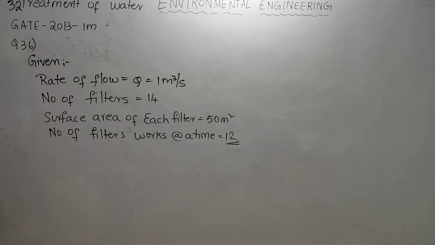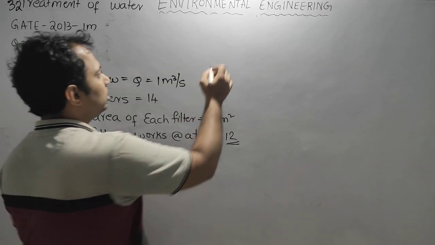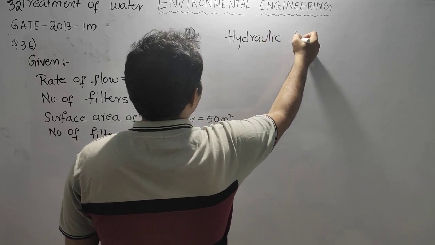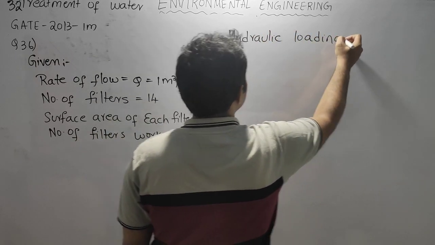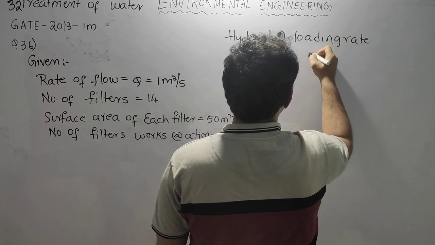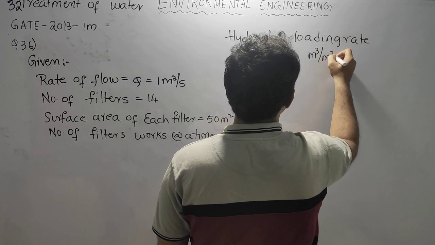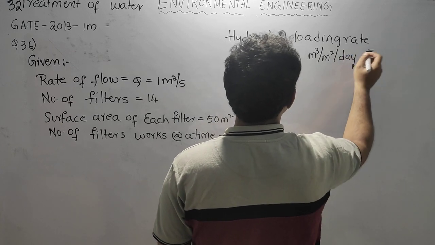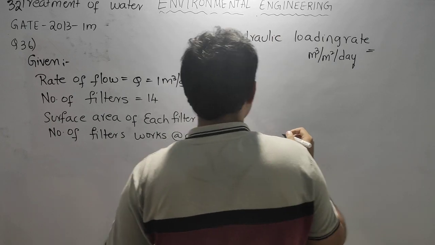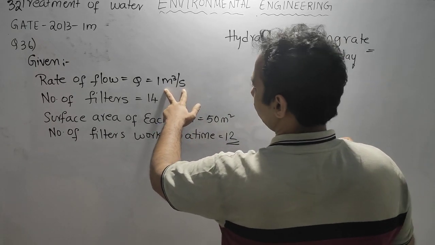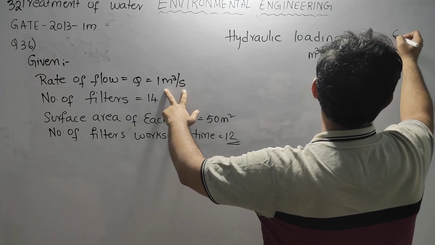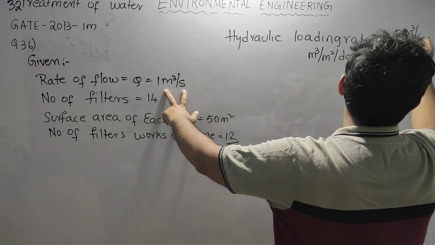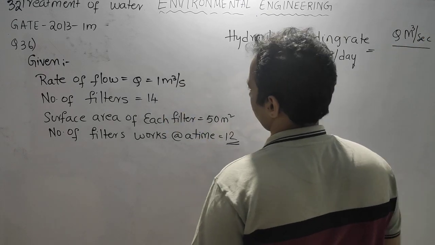Okay, calculate hydraulic loading rate. It is asking hydraulic loading rate in meter cube per meter square per day. Okay, this is what he is asking. So if you want this in meter cube per meter square per day, so here the meter cube is here. So Q, we need to take Q in the numerator. So meter cube per second by this meter square is nothing but total surface area.